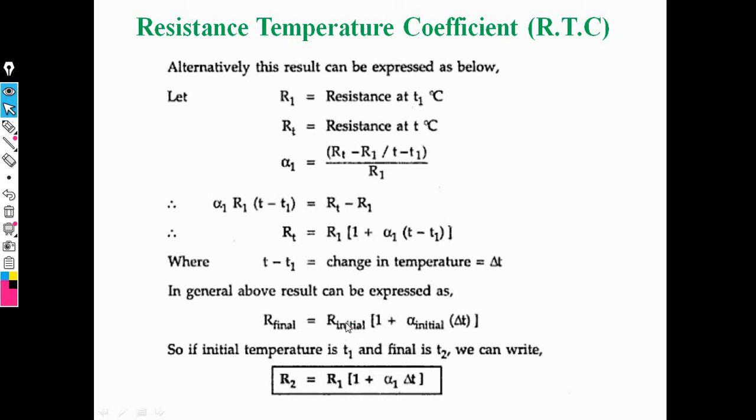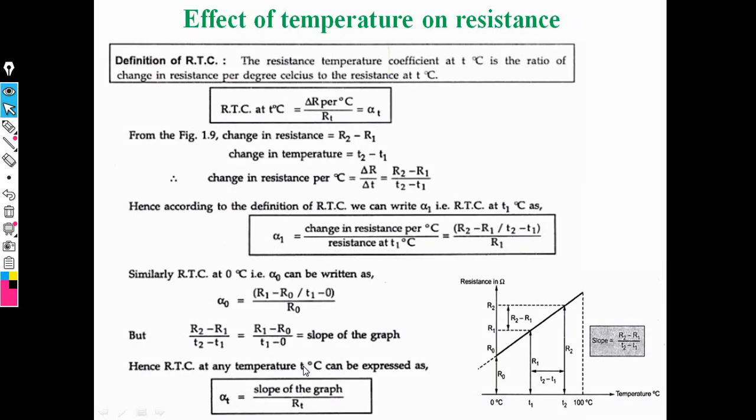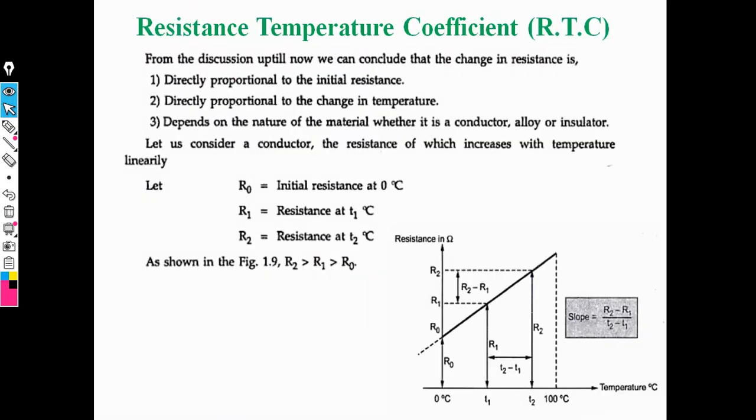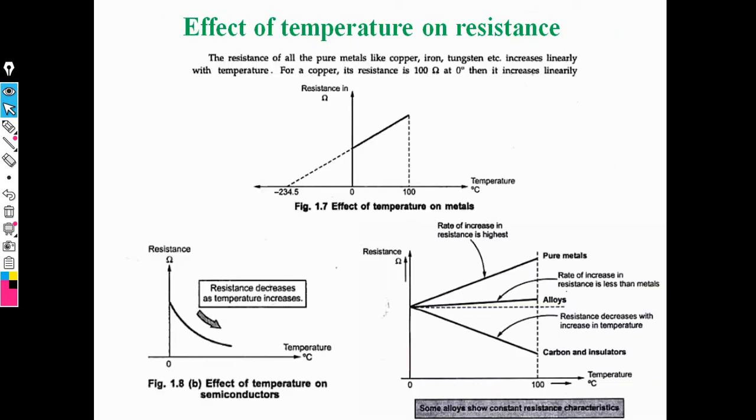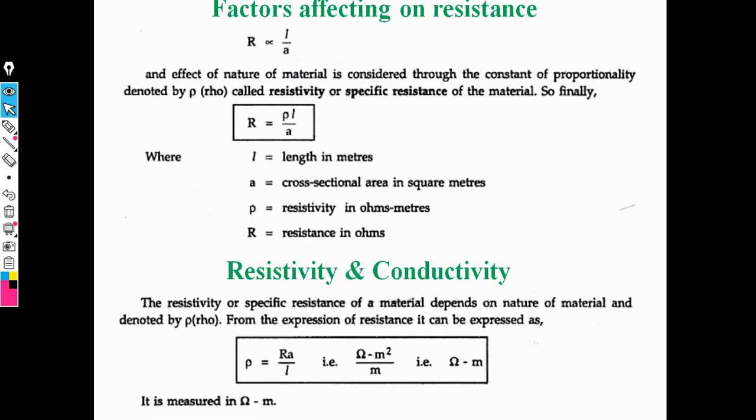Also we have RT is equal to R0 (1 plus alpha 0 T). This is the important concept, the definition of RTC. Now this is the concept of the effect of temperature on resistance. These are the important points which we will cover.